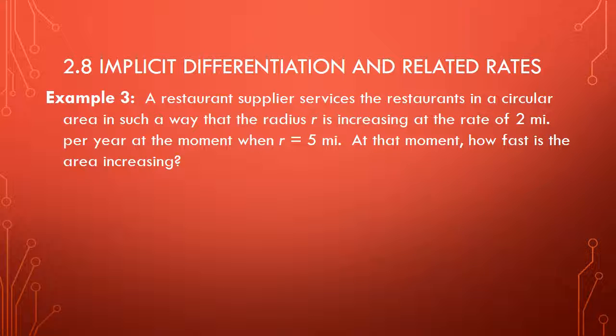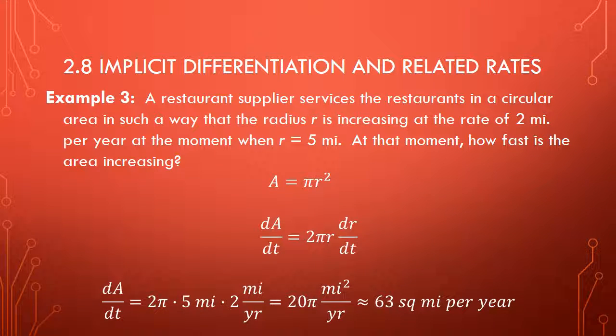Okay, so we take area equals pi r squared, and we want to find dA/dt. Our derivative is 2 pi r dr/dt. Again, notice we got that dt on the bottom there. For the rate of change of the area, we put in the radius at the moment, which is 5 miles, and the rate of change of the radius at the moment, which is 2. So 2 pi times 5 times 2, and it's 63 square miles per year.